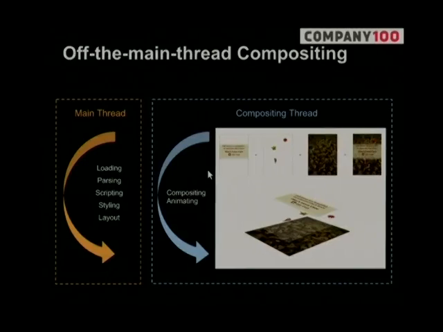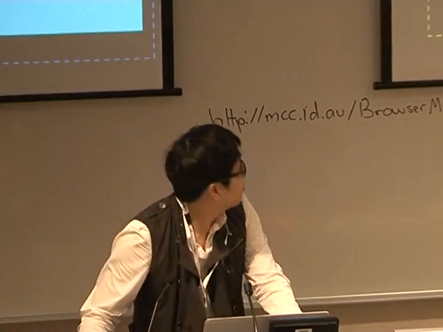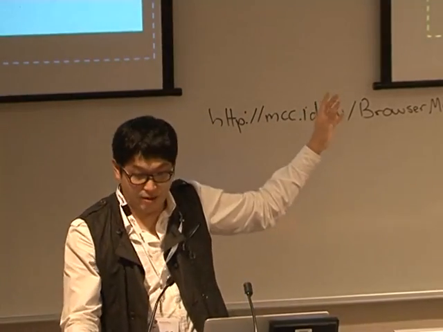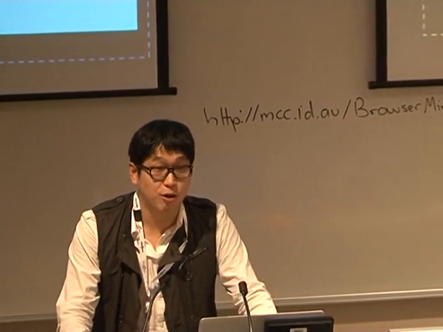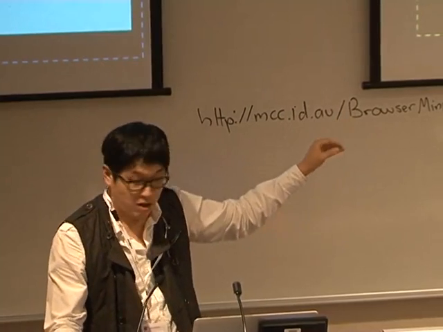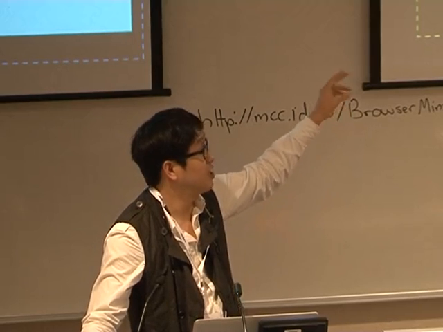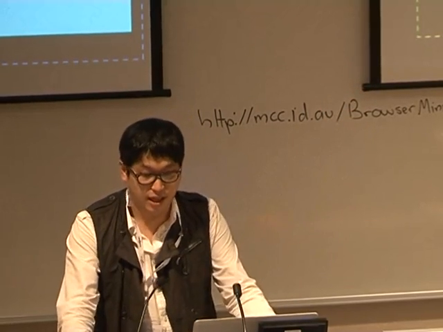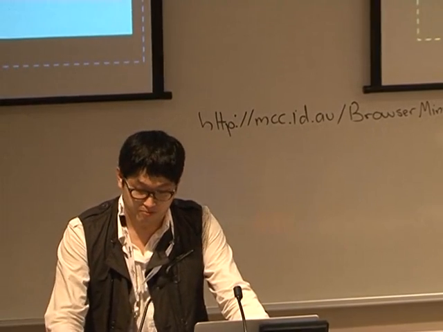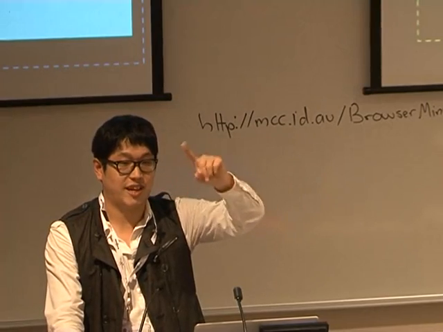Here, off-main-thread compositing appears. Off-main-thread compositing means performing compositing on the off-main thread. Therefore, we can utilize multi-core, and by having a separate thread, we can bring a significant performance improvement, especially for animations, such as CSS animations, and zoom and scrolling. It also improves responsiveness of user events, like touch events.